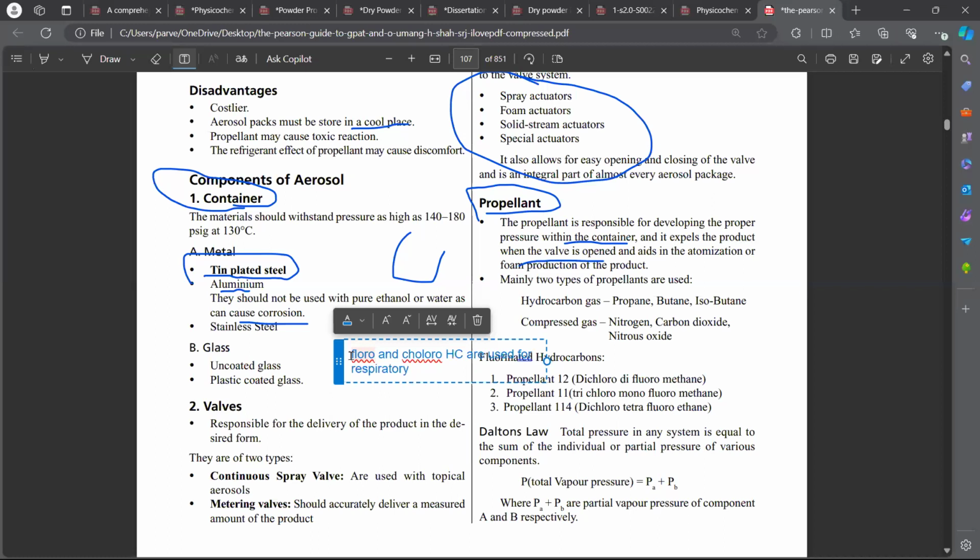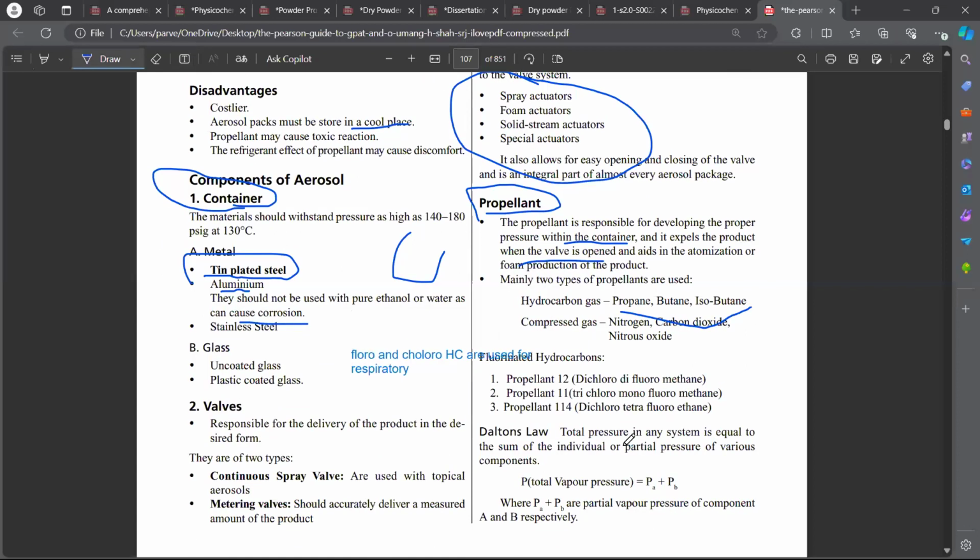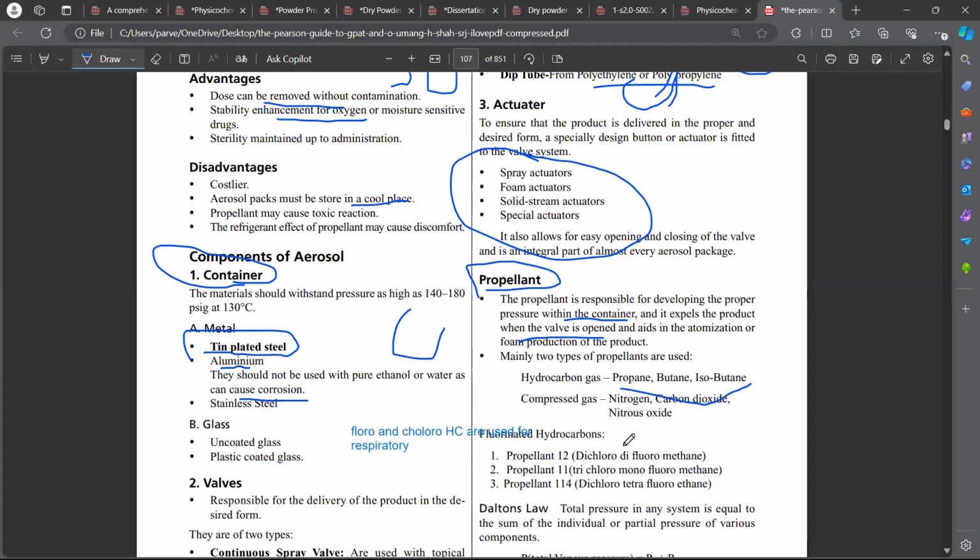For respiratory purpose mainly. And mainly the propane, butane, isobutane are used for the topical purpose, while the fluorinated and chlorinated hydrocarbons are used for the respiratory purpose. Next, other propellants can be soluble gases, which include carbon dioxide and nitrous oxide, and they can also be other gases.